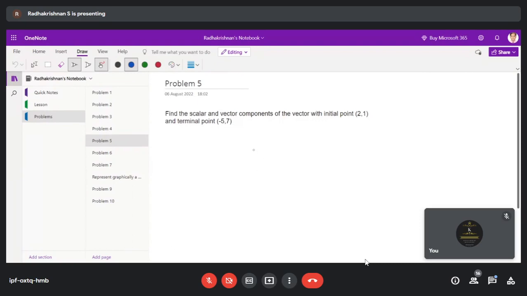So what is the magnitude? Initial point 2, 5. Yeah. Scalar component equal to magnitude.